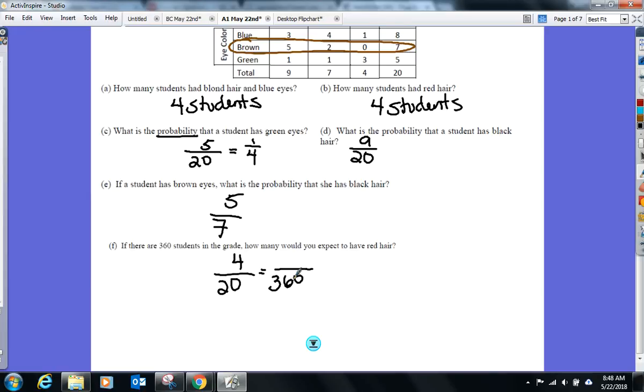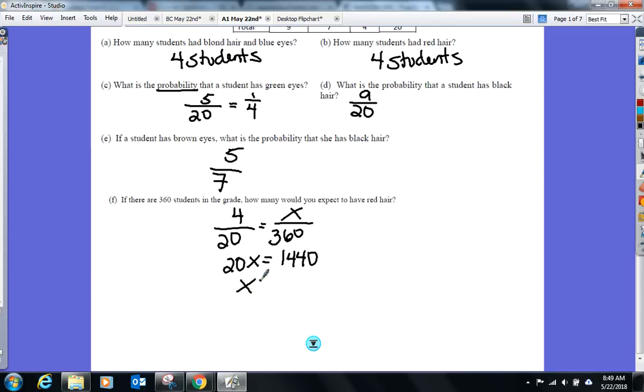Okay, what about 360? What do we predict? There's the x on top. We solved these in the past. How do I solve that? Cross multiply, go ahead. 20x equals, well, that's a large one, huh? 1440? Yep. So out of the 360 students, how many are going to have red hair? About 72 we're predicting. Yep.